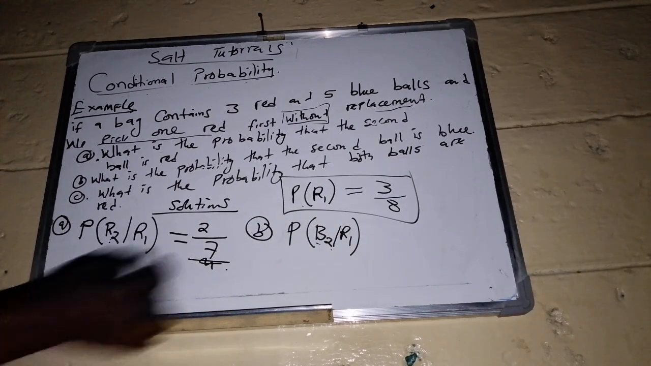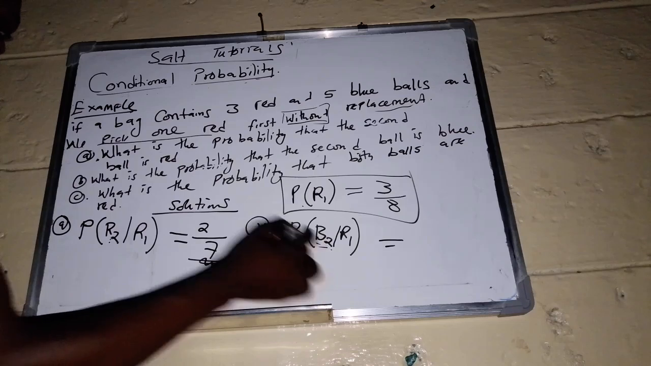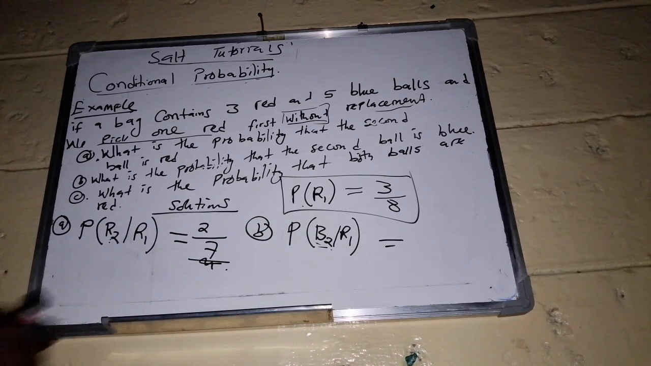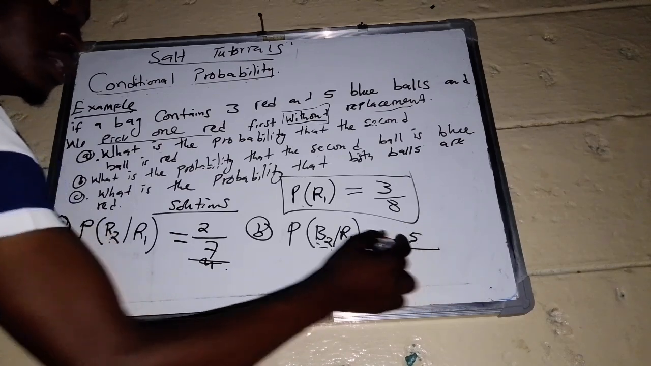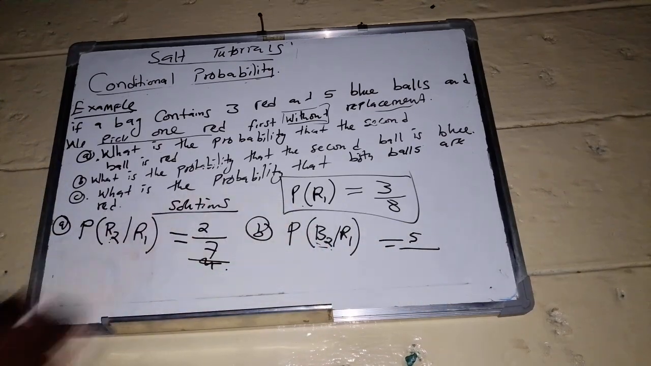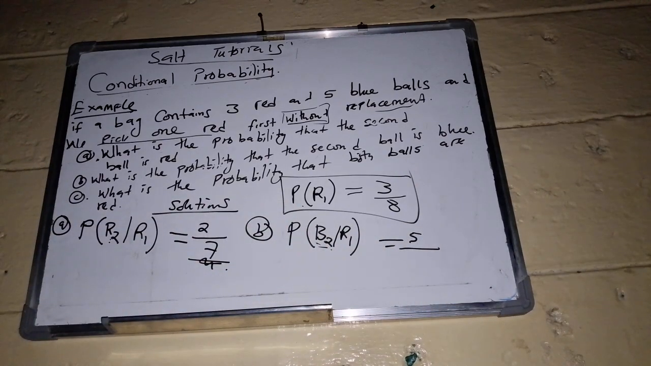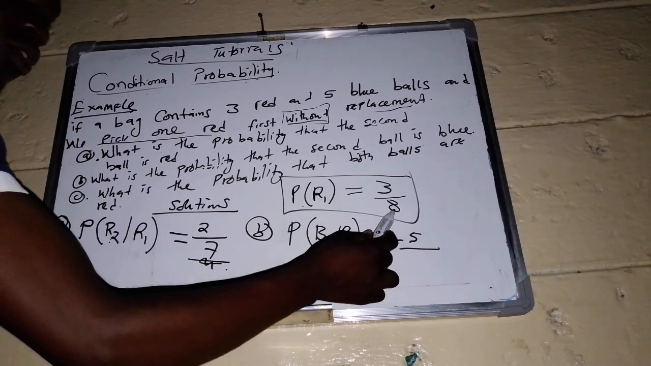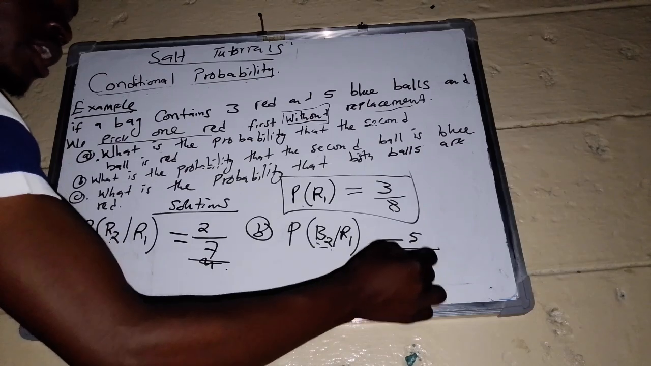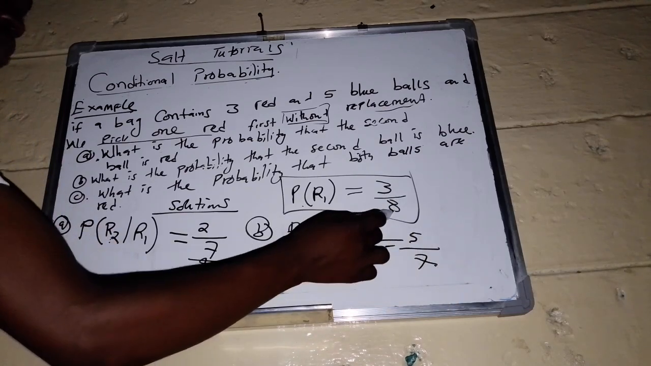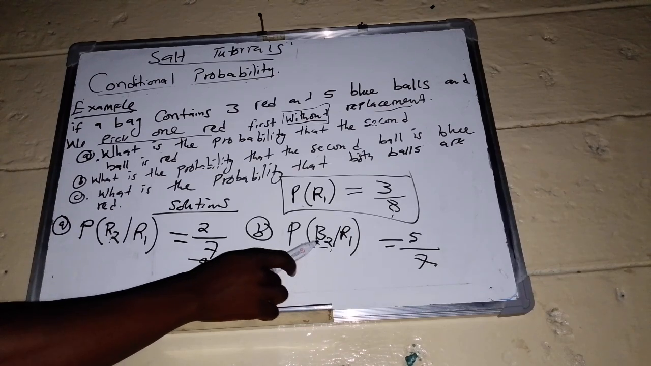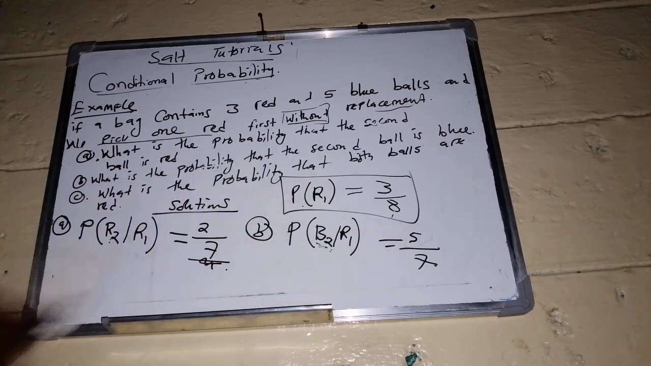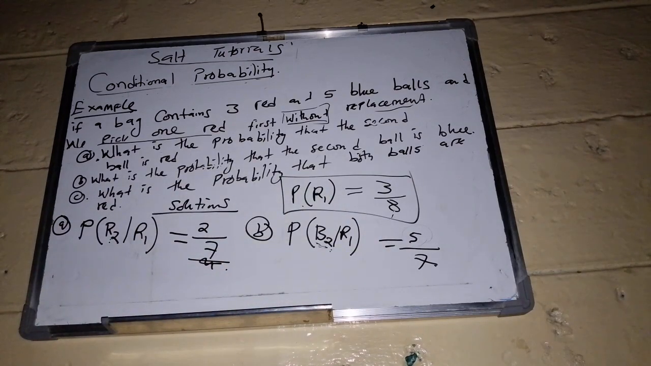So this time around, I'm focusing on my blues. How many blues am I having this time around? I'm going to have 5 blue balls because in the first picking, I only collected a red ball. So it means that the total number has been affected. It is no longer a total of 8, but it is now a total of 7. The only thing which has been affected is the red balls and not the blue balls. The blue balls are still intact.